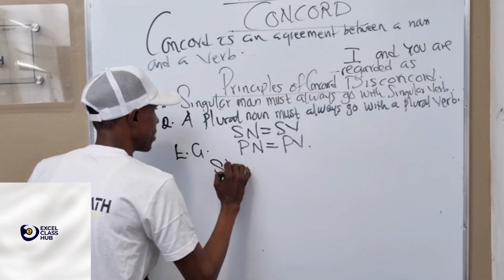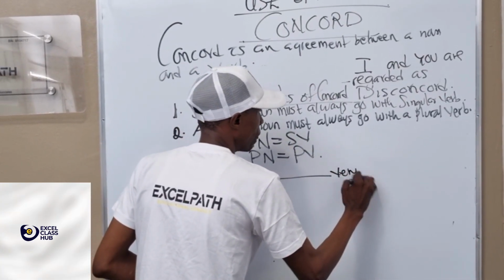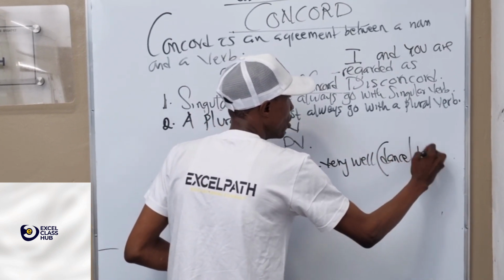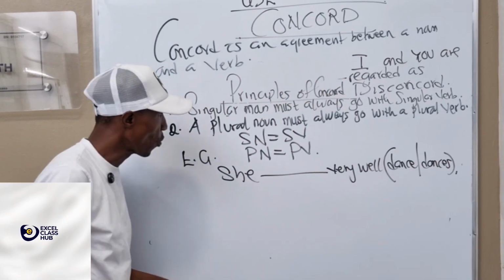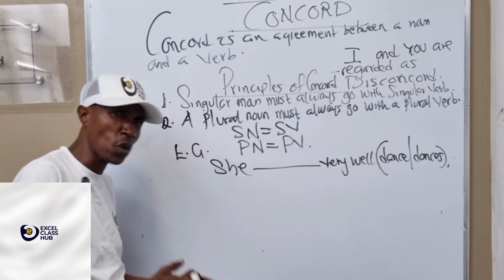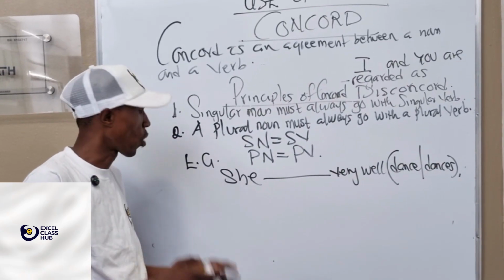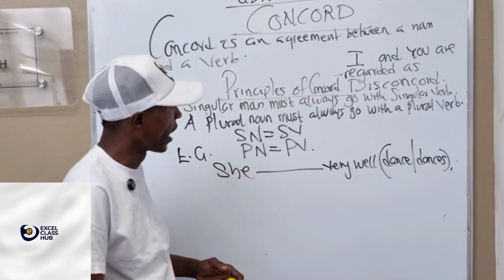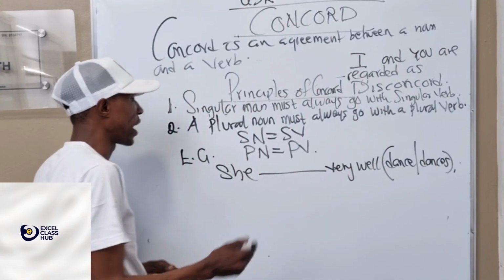Now, take for instance, look at this example, please. They said she dash very well. Then they wrote options: dance and dances. Now, look up. We have to start from simple to complex. These are still simple ways of understanding Concord. They said she dash very well. And we are told, is it dance or dances? How do we know the correct answer here?